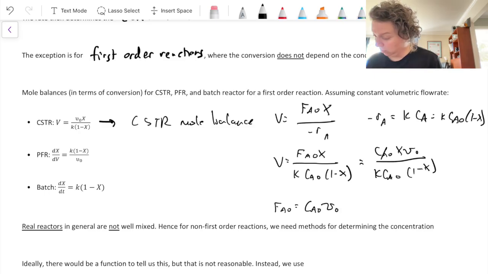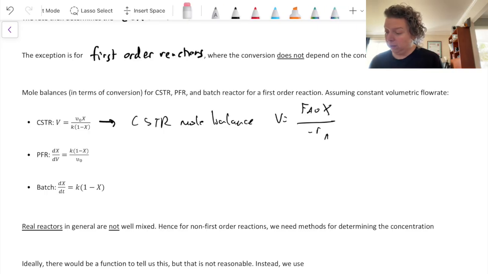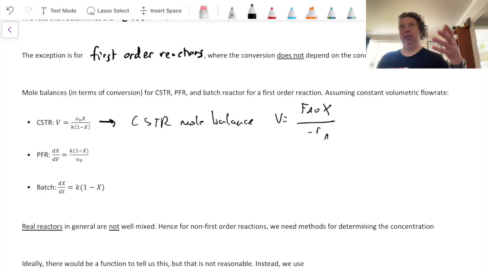And so my concentration dependence cancels out, and I could do that for all of my reactors and show that for a first order reaction there is no dependence on the overall concentration. There is dependence, of course, on the fraction of initial concentration that remains. That's the X and the 1 minus X terms, but it does not depend on the overall concentration.